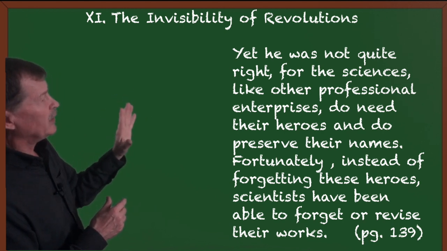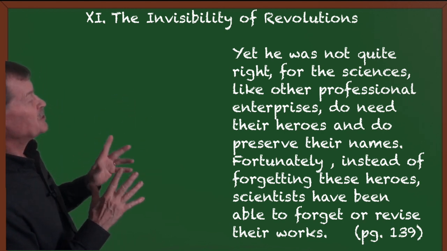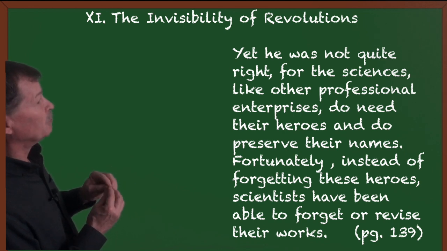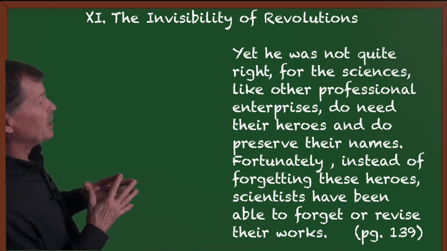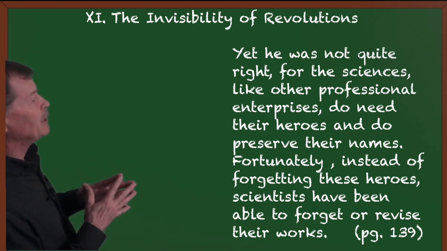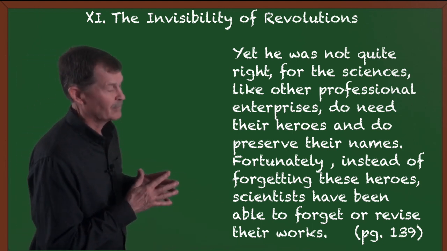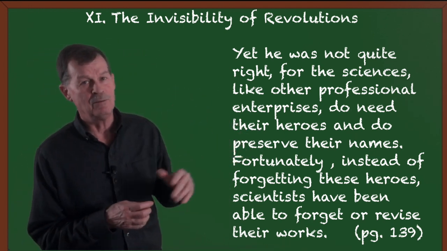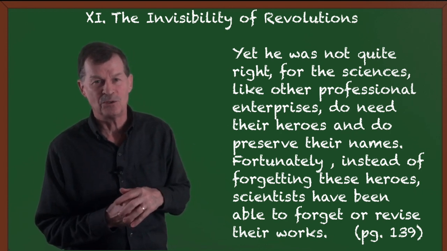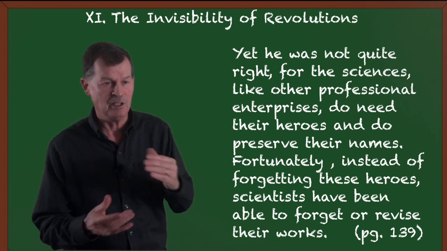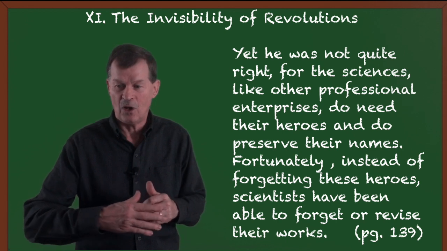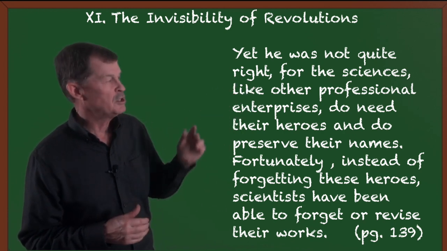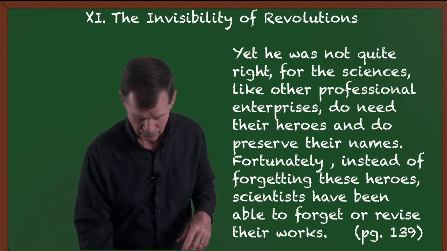Yet, he's referring to Whitehead, yet he was not quite right. For the sciences, like other professional enterprises, do need their heroes and do preserve their names. Fortunately, instead of forgetting these heroes, scientists have been able to forget or revise their works. Ow, that's kind of a sharp stab. So Whitehead said, fortunately, we forget those that founded it, and we keep going forward and pretending like what they developed is part of what we believe today, what we practice today. But he says, we can't forget our heroes. We just have to rewrite what they wrote.